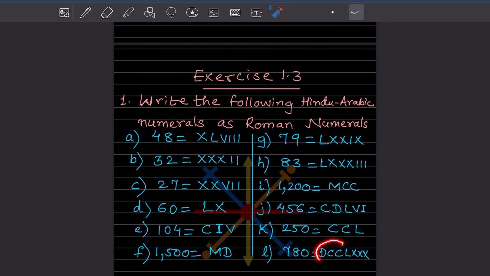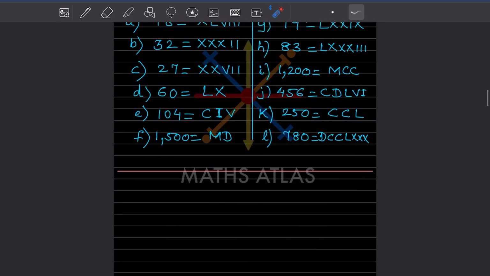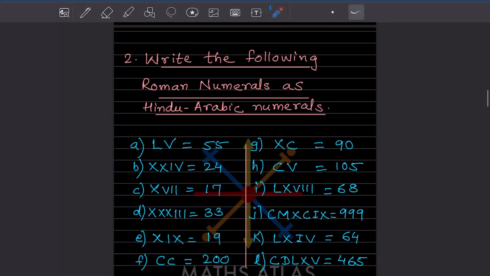So this is going to be 700 and this is 80. Okay. So this was about changing it to the Roman numerals. Now let us see what they say here. Write the following Roman numerals as Hindu-Arabic numerals. Again here, Roman to Hindu-Arabic numerals.